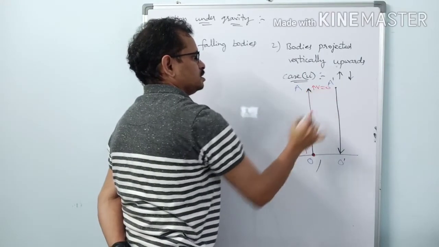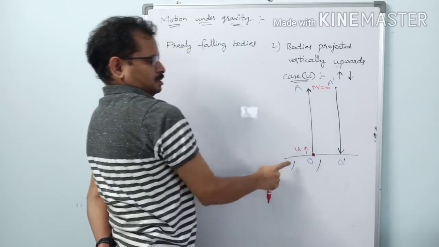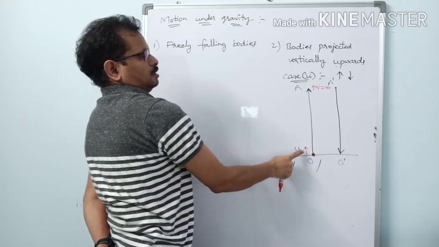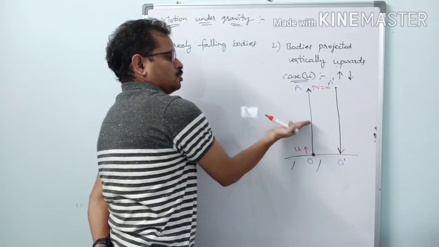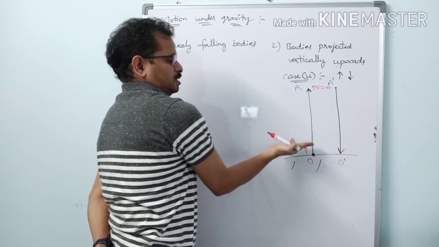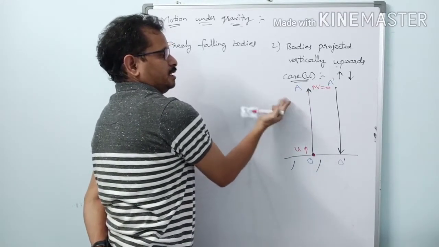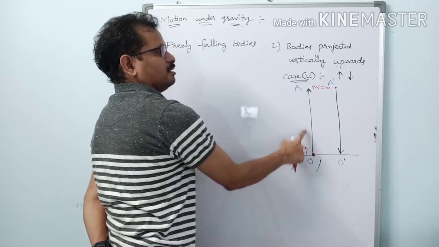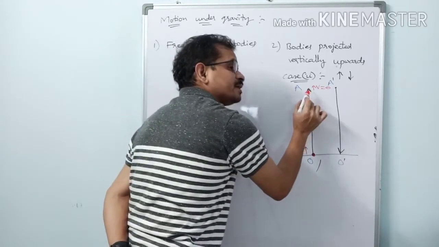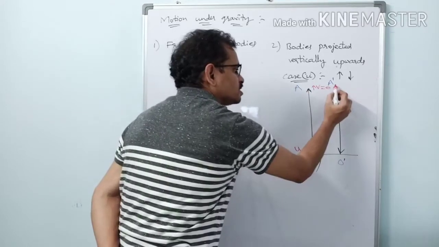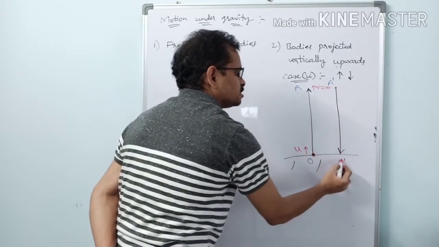Velocity V is 0. So at any point in this journey here from O to A, velocity is upwards. Then what happens after it reaches A? It comes down in this part of journey.